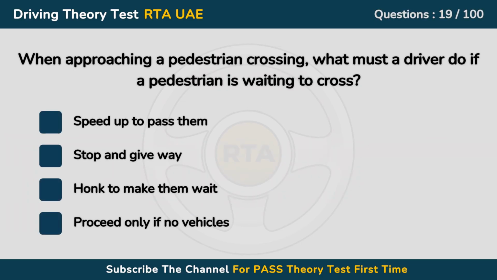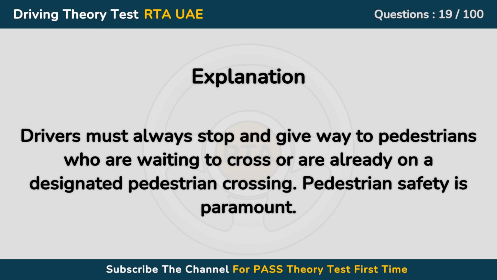Question 19. When approaching a pedestrian crossing, what must a driver do if a pedestrian is waiting to cross? A. Speed up to pass them. B. Stop and give way. C. Honk to make them wait. D. Proceed only if no vehicles. Answer is B. Stop and give way. Drivers must always stop and give way to pedestrians who are waiting to cross or are already on a pedestrian crossing. Pedestrian safety is paramount.